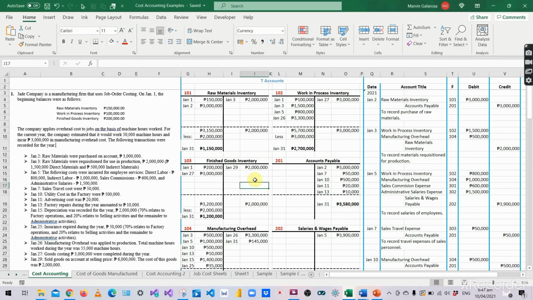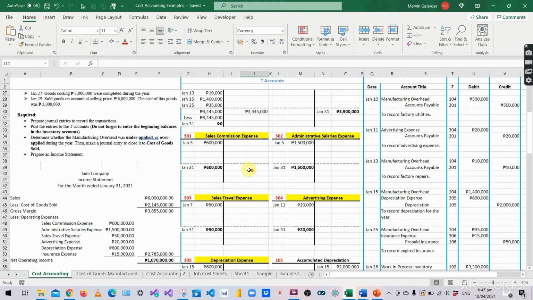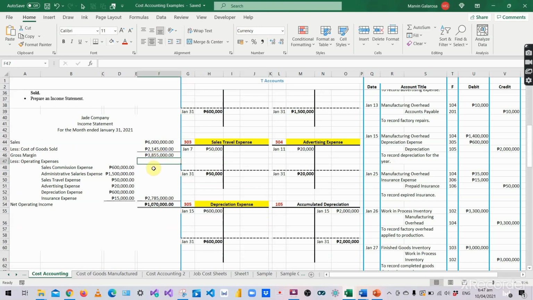So, last time, we had solved this example kung saan nga gumawa tayo ng mga journal entries to account for the manufacturing transactions ng isang company. Maliban doon, nag-post din tayo sa mga T-accounts as well as nag-extract ng mga balances. Yung mga balances nga na yun, ginamit natin siya to create an income statement.